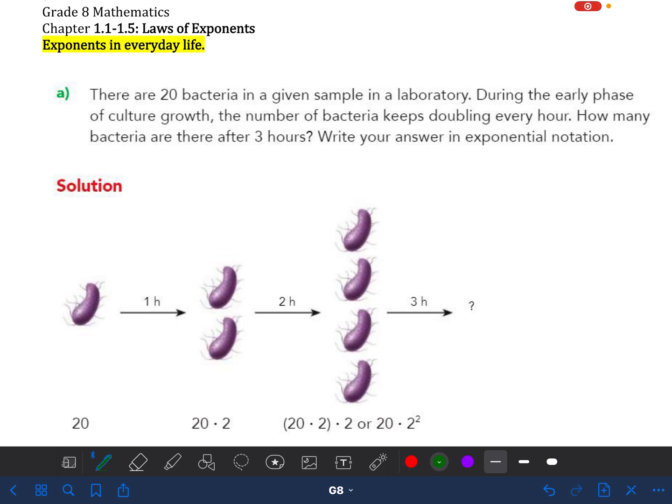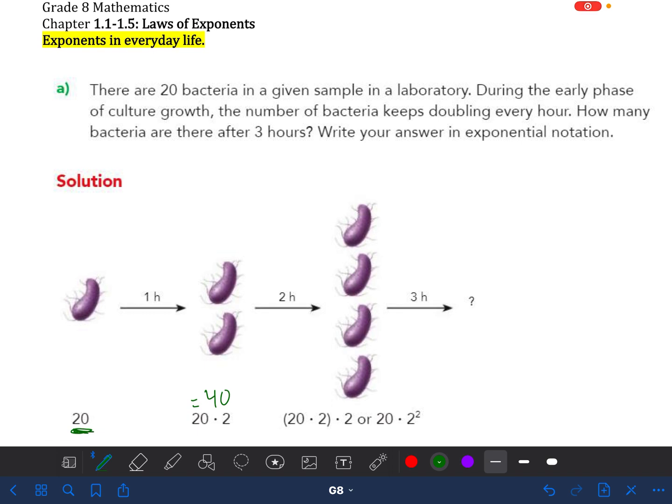Okay, so we start with 20 bacteria. It says after an hour, the bacteria doubles. So from 20, it becomes 40. Okay, and then it's gonna double again. So it doubles every hour. The second hour is gonna double again. So that means 40 times 2, which is 80.